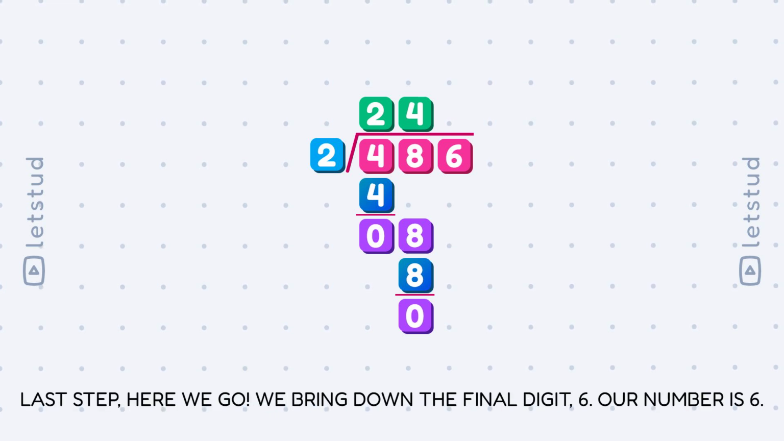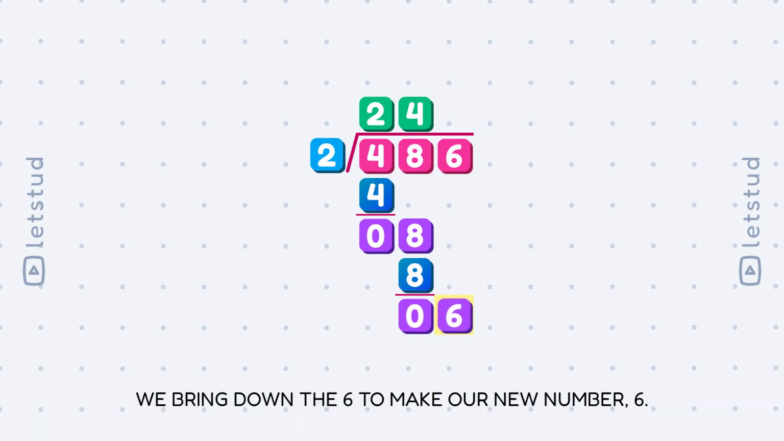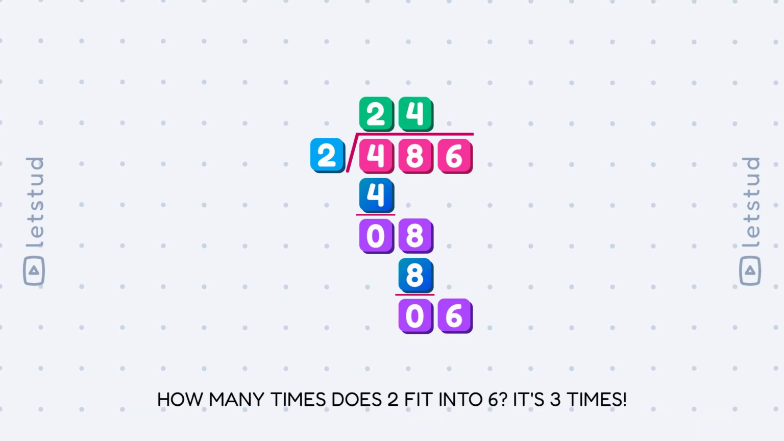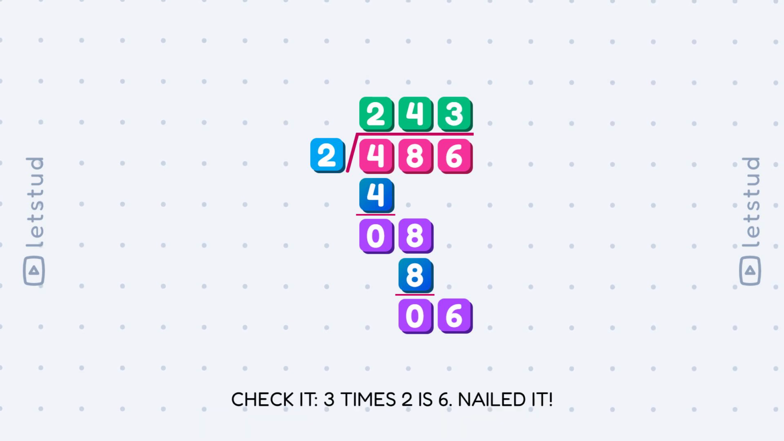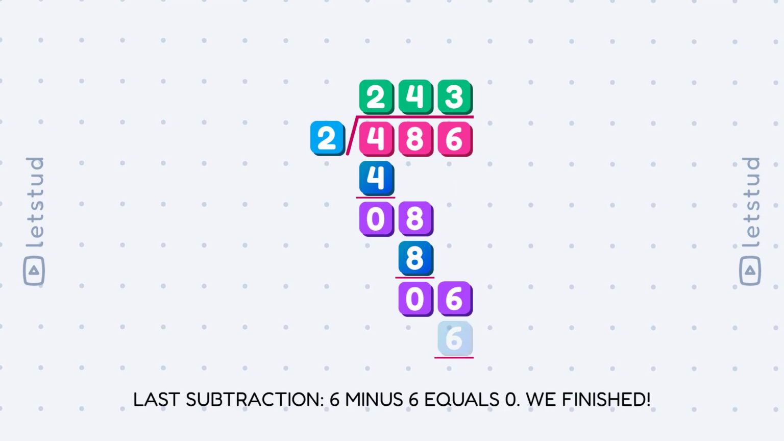We bring down the final digit 6. Our number is 6. We bring down the 6 to make our new number, 6. How many times does 2 fit into 6? It's 3 times. Check it. 3 times 2 is 6. Nailed it. Last subtraction. 6 minus 6 equals 0.